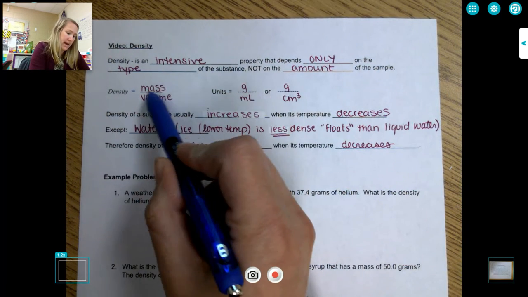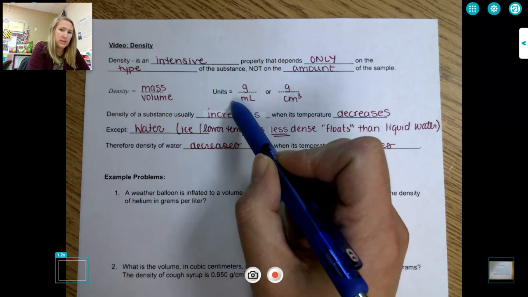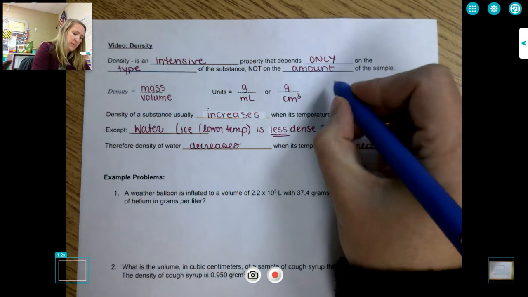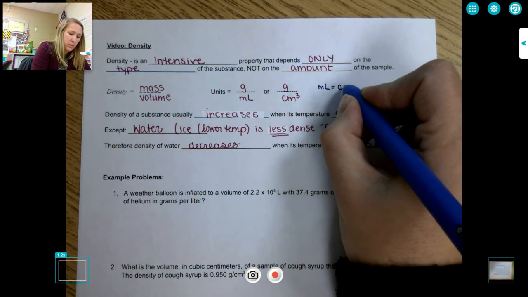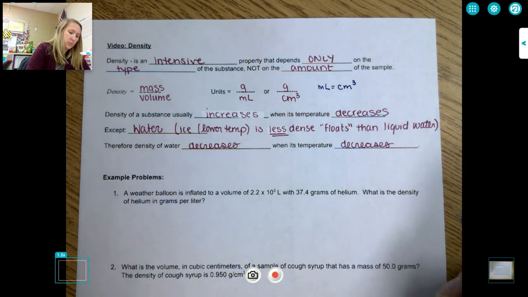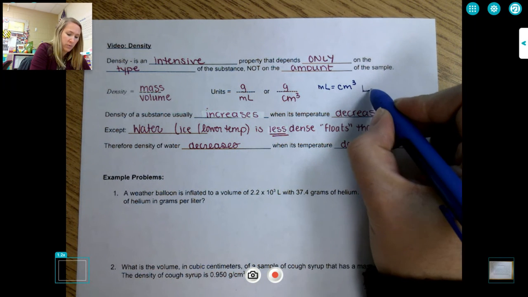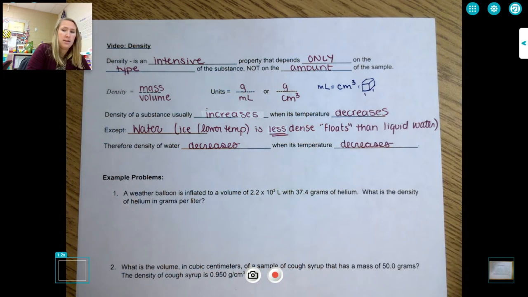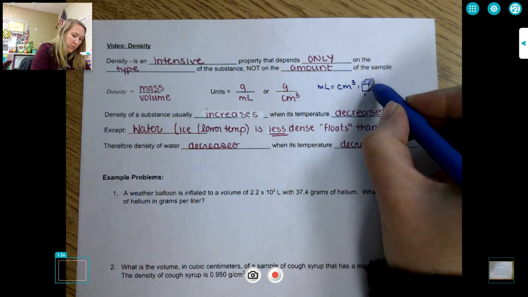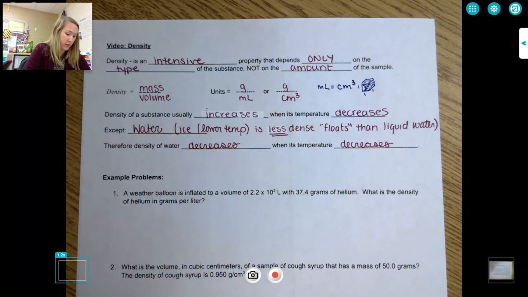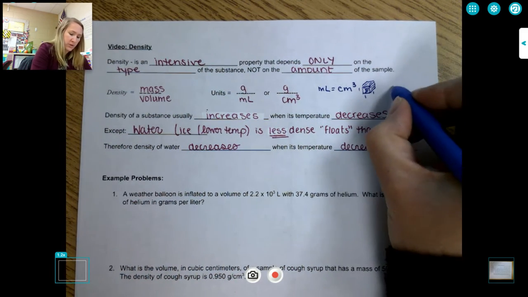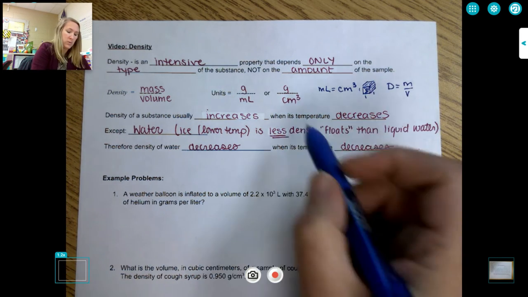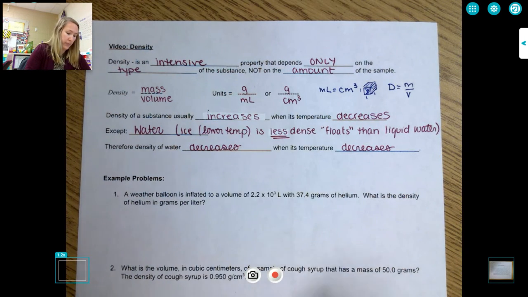Density is found by taking the mass of something divided by the volume. The units on density are grams per milliliter, or we can say grams per centimeter cubed. That's because a milliliter is equal to 1 centimeter cubed. So that is a cube of 1 by 1 by 1. That, filled up, would hold 1 milliliter of water. We can also show our equation for density by saying D equals M over V, mass over volume. And we can see that from our units of grams per milliliter.